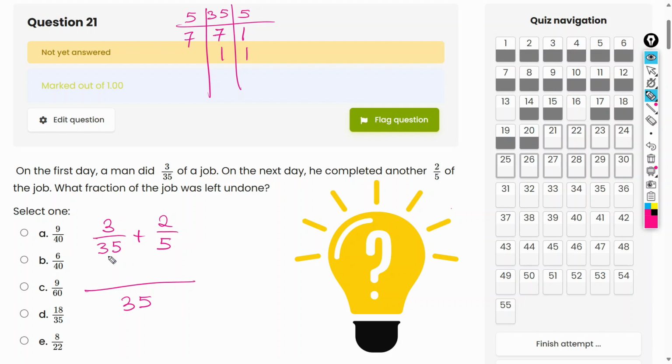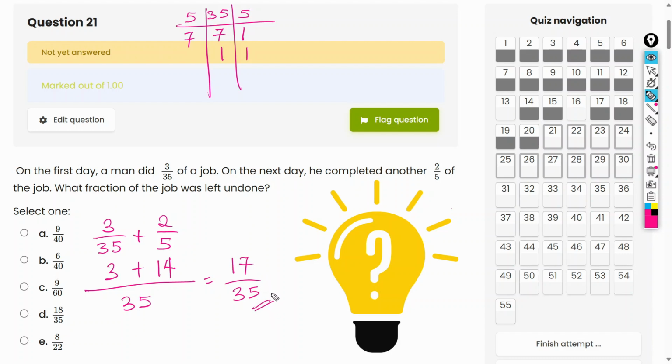35 into 35 is 1. 1 times 3 is 3. Plus 5 into 35 is 7. 7 times 2 is 14. We put that together, that's 3 plus 14. That's 17 out of 35. This is the fraction of work done.